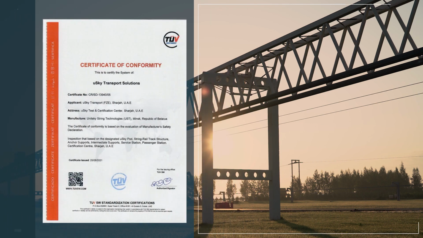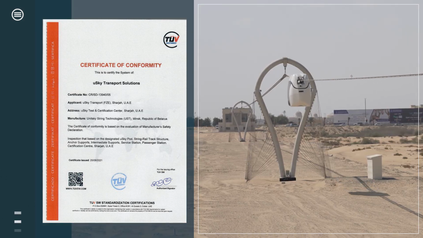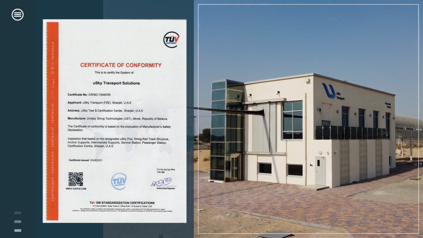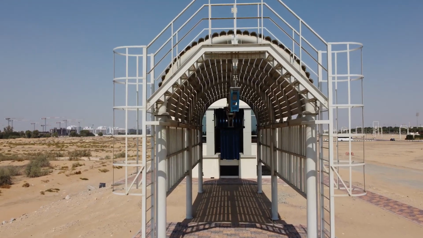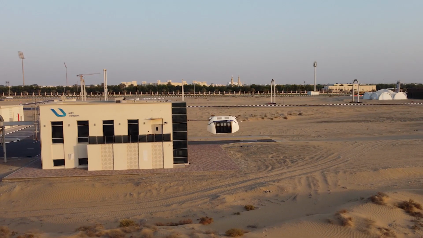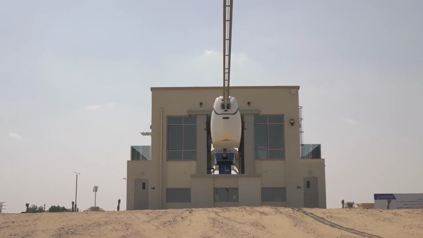The TUV Certificate of Conformity confirms safety of all elements of the complex. Pre-stressed string rail transport overpass, U-pod, anchor supports combined with station facilities, repair shop and control room, intermediate supports, passenger stations, service station, including control room and repair shop.